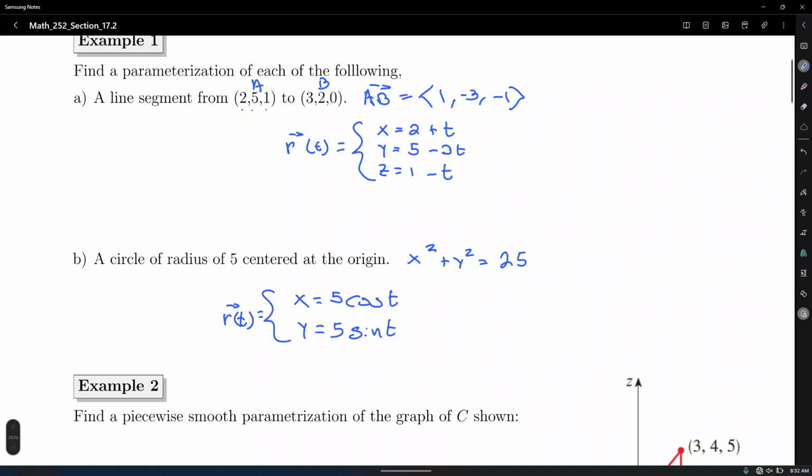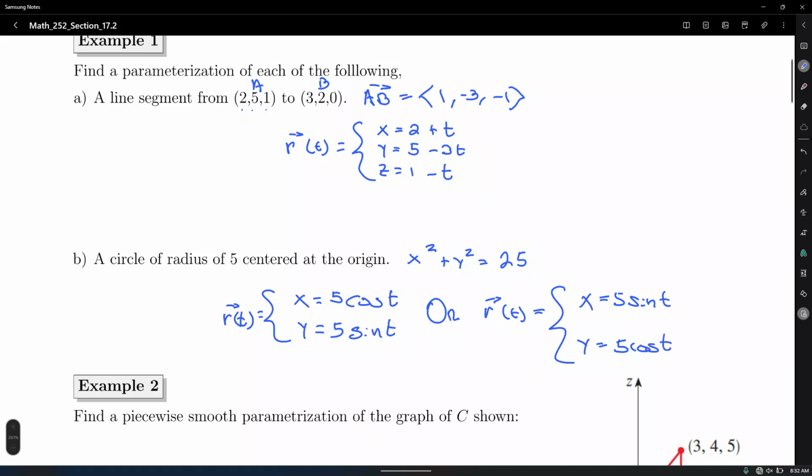Is this the only way to parameterize a circle? That's not the only way. Recall that the parameterization of a function is not unique. So, for instance, we can also express it like x and y equals 5 sine t, 5 cosine t.